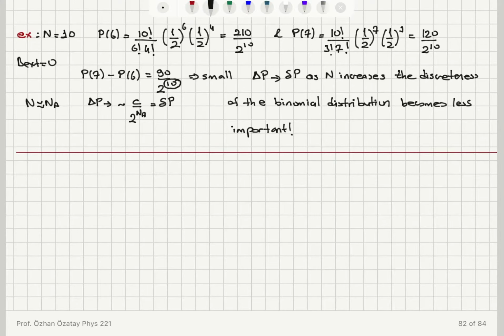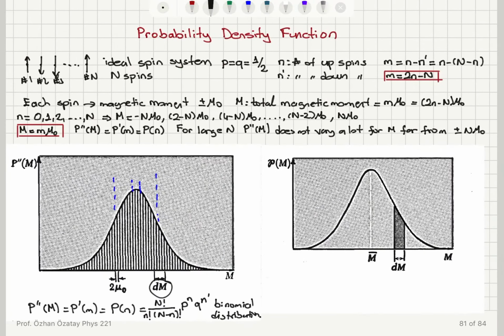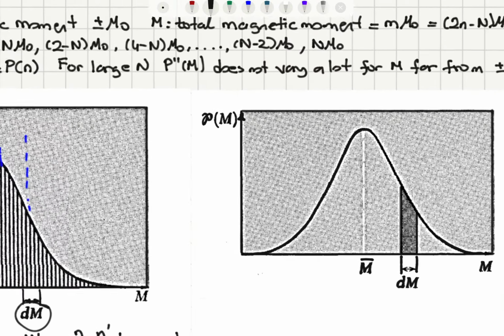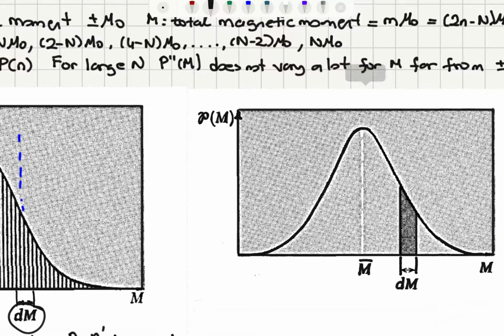So basically this will allow me to replace this discrete distribution with a continuous distribution you can see here. And basically in this case I will have the following question: what is the probability that the total magnetic moment is in a range m to m plus dm? And the answer will be given by the probability distribution function multiplied by the range of values dm.